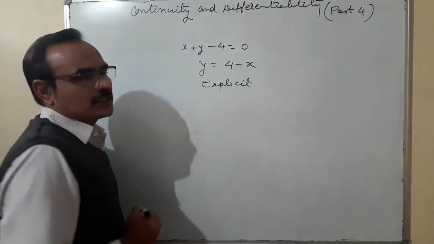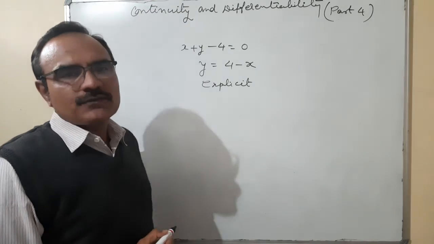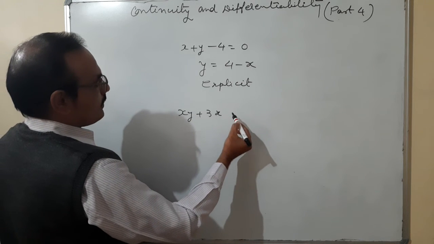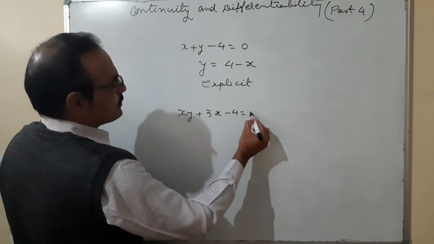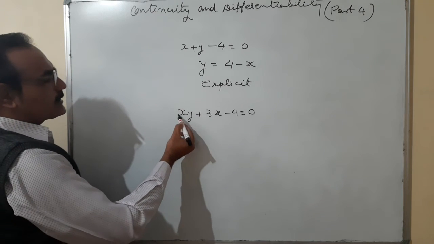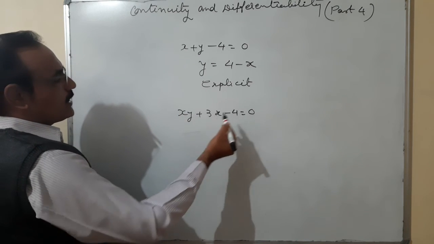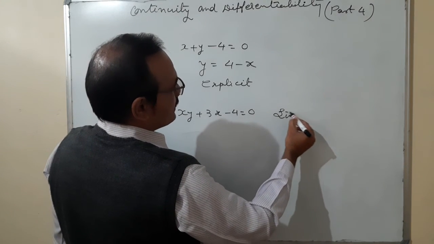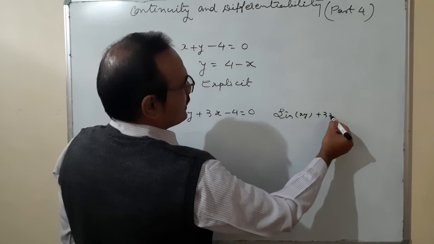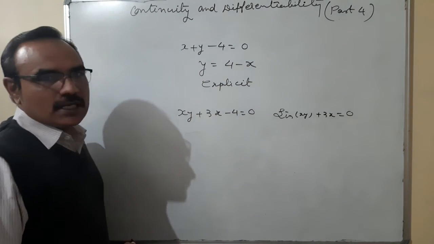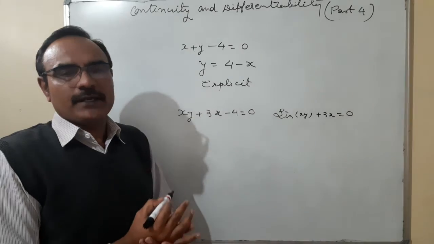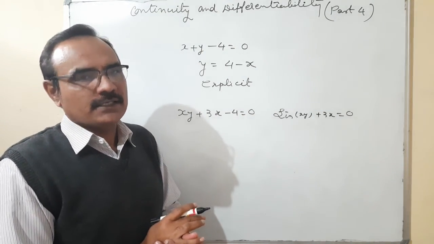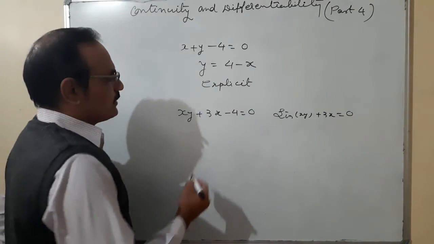When we are talking about an implicit function, suppose the function is xy plus 3x minus 4 is equal to 0. Here you can see that x and y are in multiplied form, so it's difficult to shift them. Otherwise, second, I'll take sin xy plus 3x is equal to 0. These are functions in which it's very difficult to find the value of x in terms of y. That means x and y are not easily separated. So these types of functions are called implicit functions.